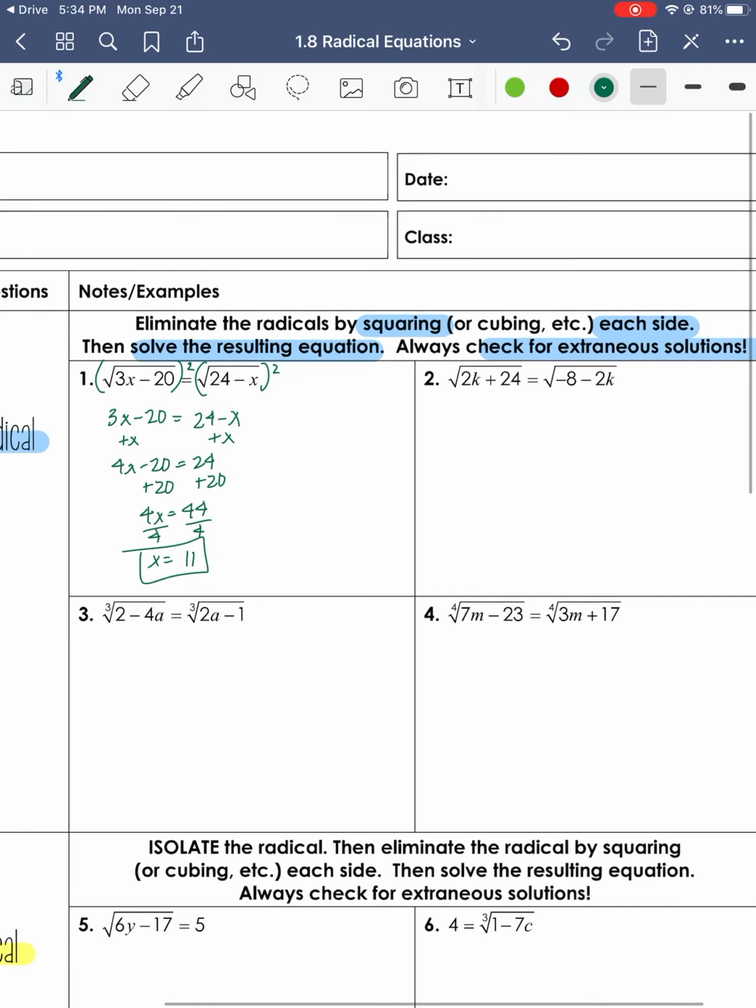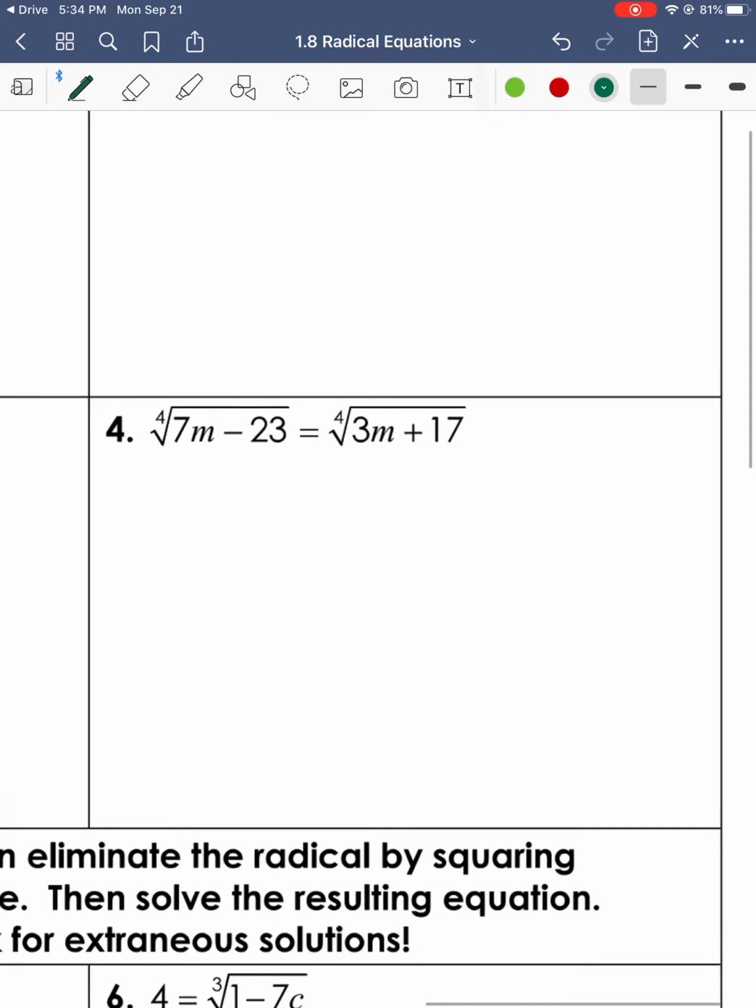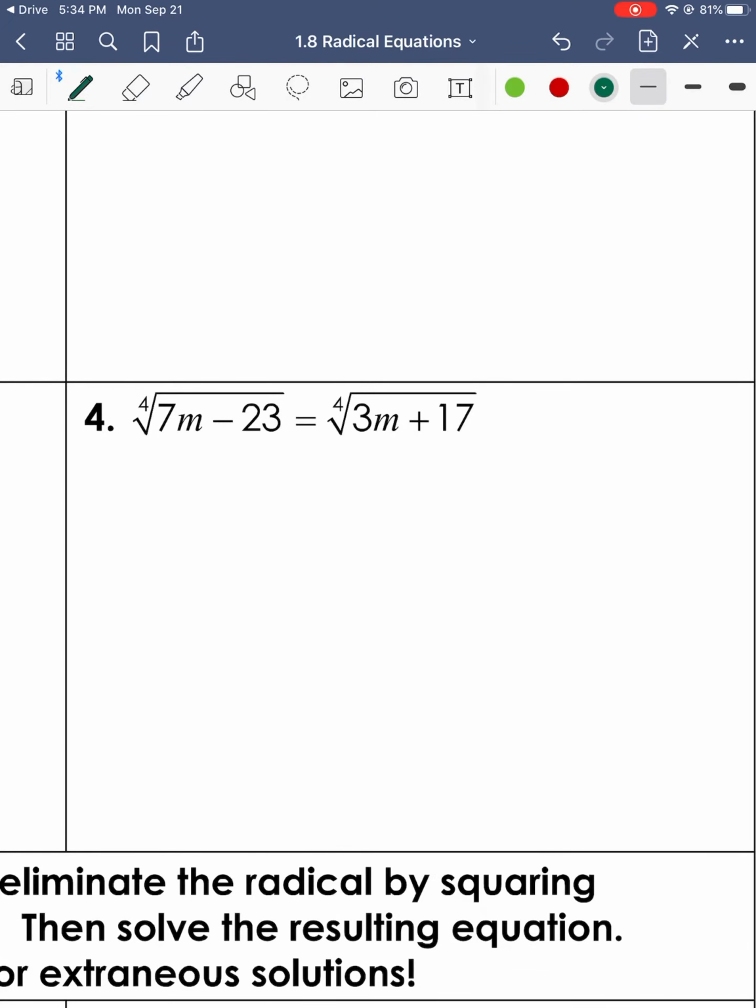Let's look at number 4. It looks like all of these are matching. Number 2 is a square root and a square root. 3 is a cube root and a cube root. 4 is a fourth root and a fourth root. Okay, so instead of squaring, we're just going to raise it to the fourth power, because we have the fourth root, and the fourth power undoes that. Same resulting thing, we're going to be left with the insides here. So 7m minus 23 is equal to 3m plus 17.